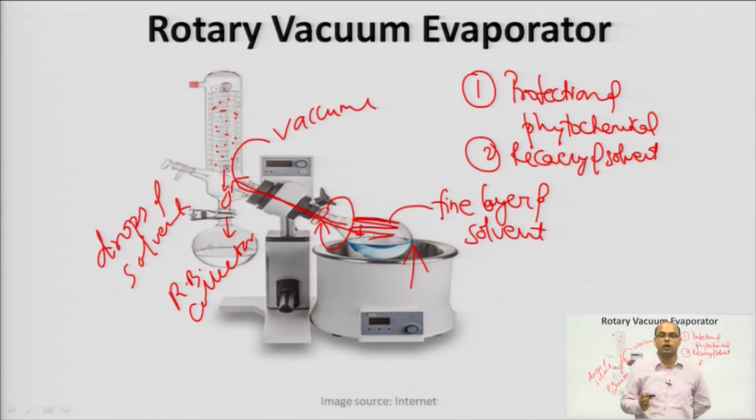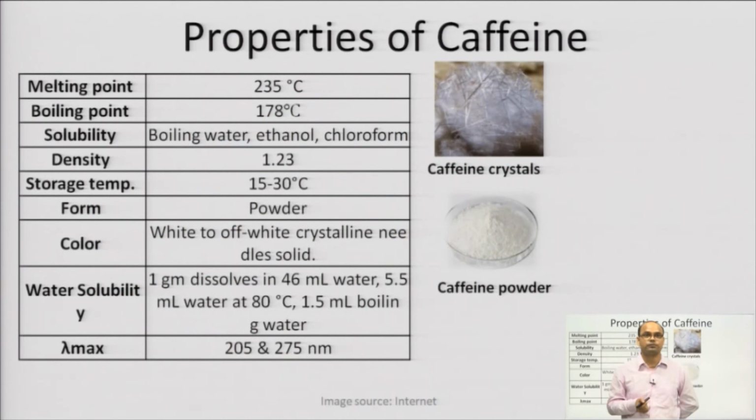So two achievements we have made here using the rotary vacuum evaporator. We have recovered our solvent, which is generally lost during open evaporation on a water bath. Here we have preserved our thermolabile phytoconstituent, as well as recovered our solvent for further use or for recycling also.